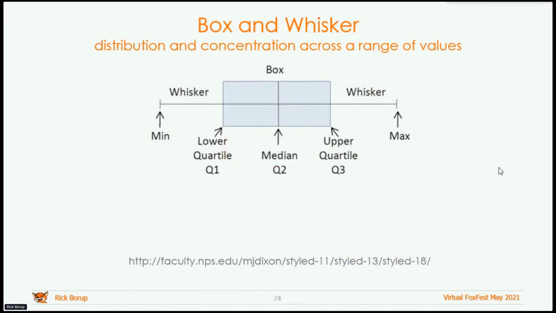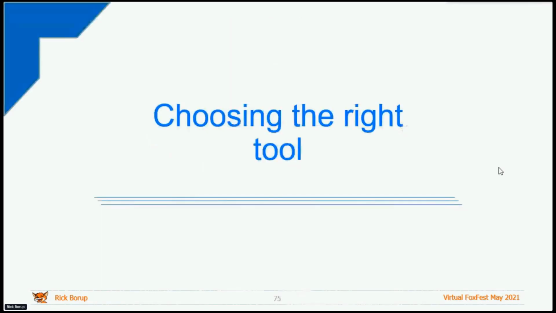Box and whisker charts are useful for showing a distribution across a minimum and maximum with a concentration in the middle. This particular one came from the website shown down below. It doesn't have any particular context, but it illustrates how they're constructed.